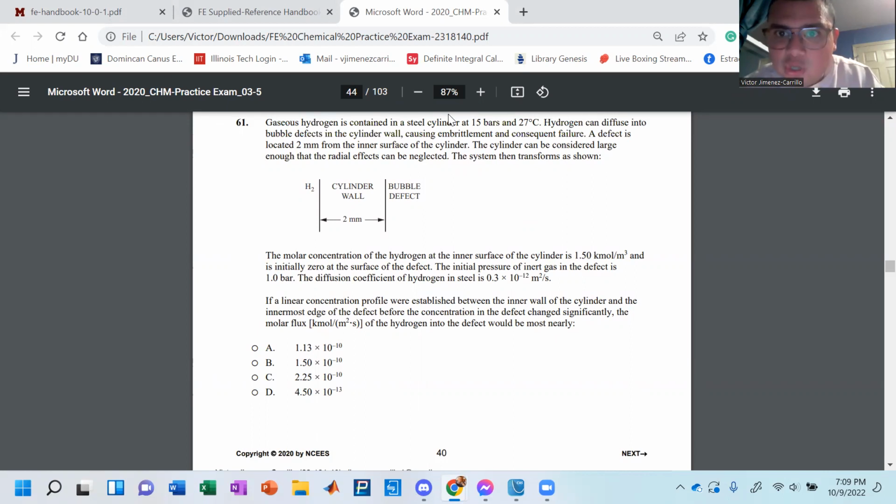The system is now shown below. Molar concentration of the hydrogen at the inner surface is 1.5 kilomole per meter cubed, and initially 0 at the surface defect. The pressure of the inert gas is 1 bar, and the diffusivity constant is 0.3 times 10 to the negative 12 meters squared per second. If a linear concentration profile is established in the inner wall of the cylinder and the innermost edge of the defect before the concentration at the defect changed significantly, the molar flux of the hydrogen into the defect most nearly would be blank.